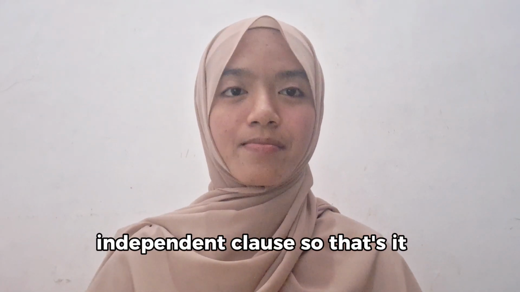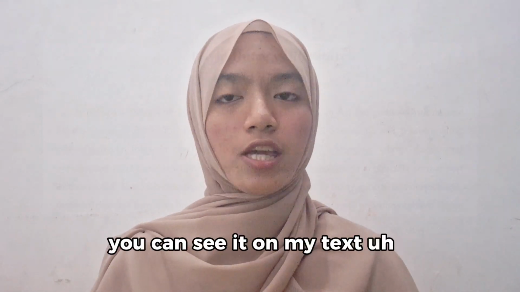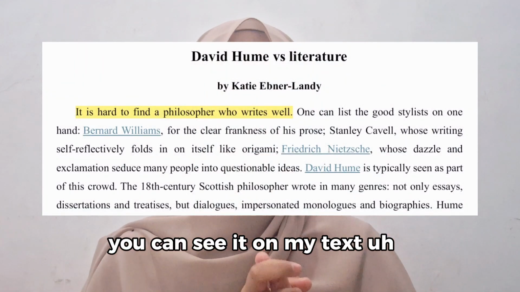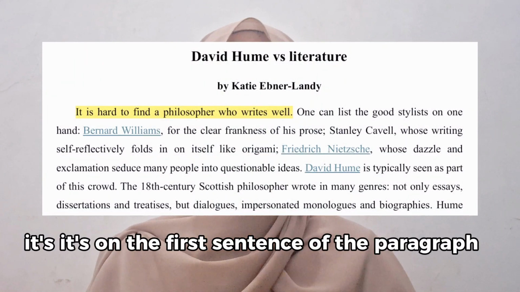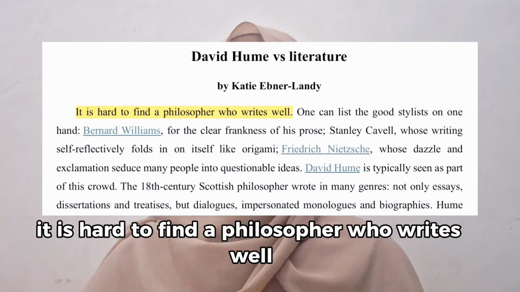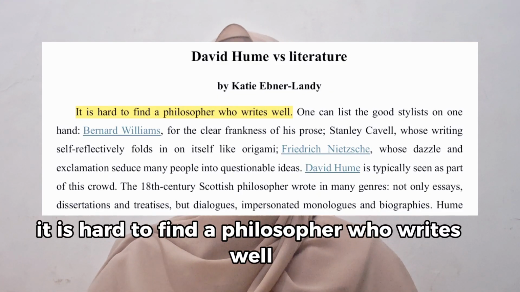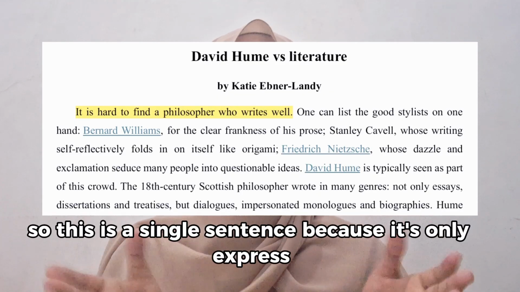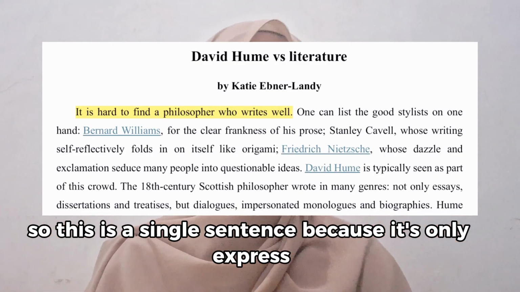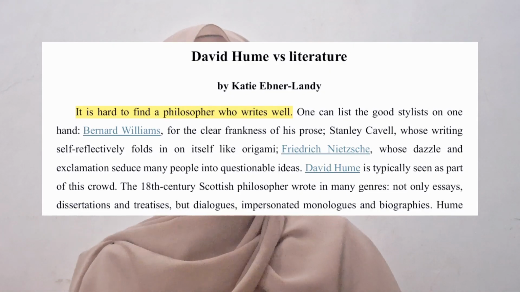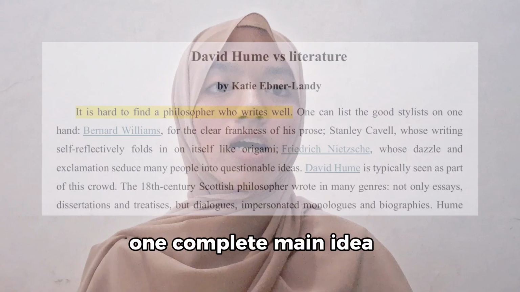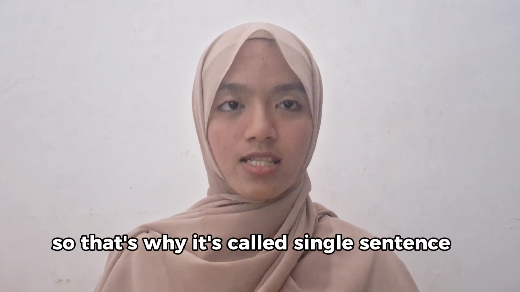So that's it. For the example of single sentence, you can see it in my text. It's the first sentence of the paragraph. It is hard to find a philosopher who writes well. So this is a single sentence because it only expresses one complete main idea. That's why it's called single sentence.